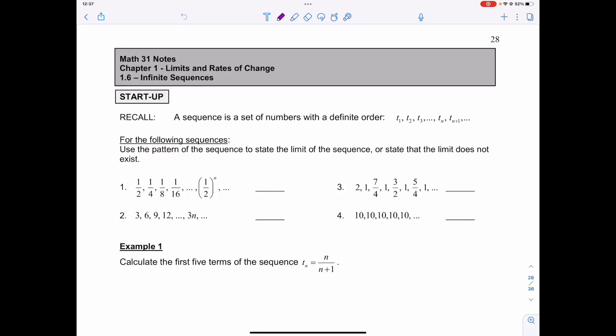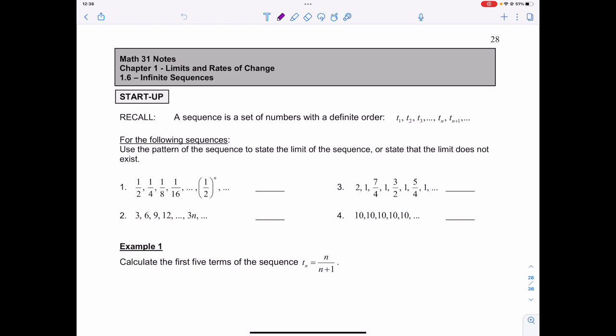Okay, in this lesson, we're going to take a look at how limits relate to infinite sequences. Now, sequences and series was something you would have covered in Math 20-1, probably as the last unit. So, first off, remember that a sequence is a set of numbers with a definite order. The pattern continuously changes by whatever amount, and it has to stay consistent all the way through, going from term 1 to whatever the last term is in that sequence.